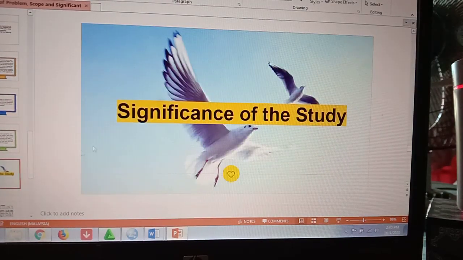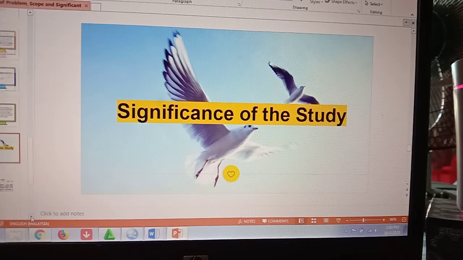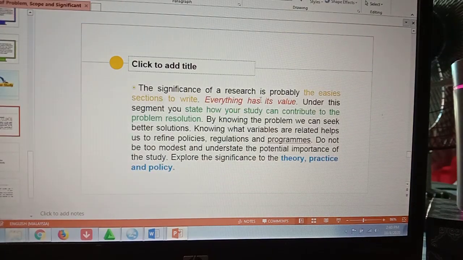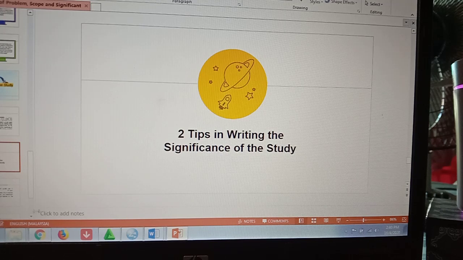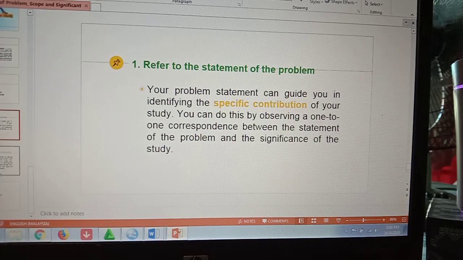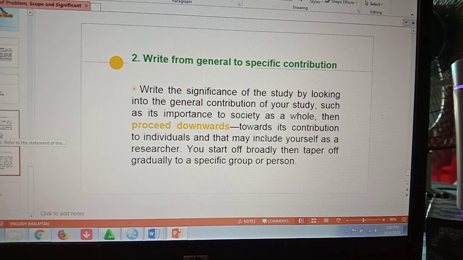Okay, the final section, significance of study. Significance of study is the impact of your study, the benefits of your study. The significance of research is probably the easiest section to write. Everything has its value. There is no research that does not have value. Every study has value. Under this segment, you state how your study can contribute to problem resolution, and explore the significance to theory and practice. Shortly I will teach you how to write the significance. Problem specific contributions.